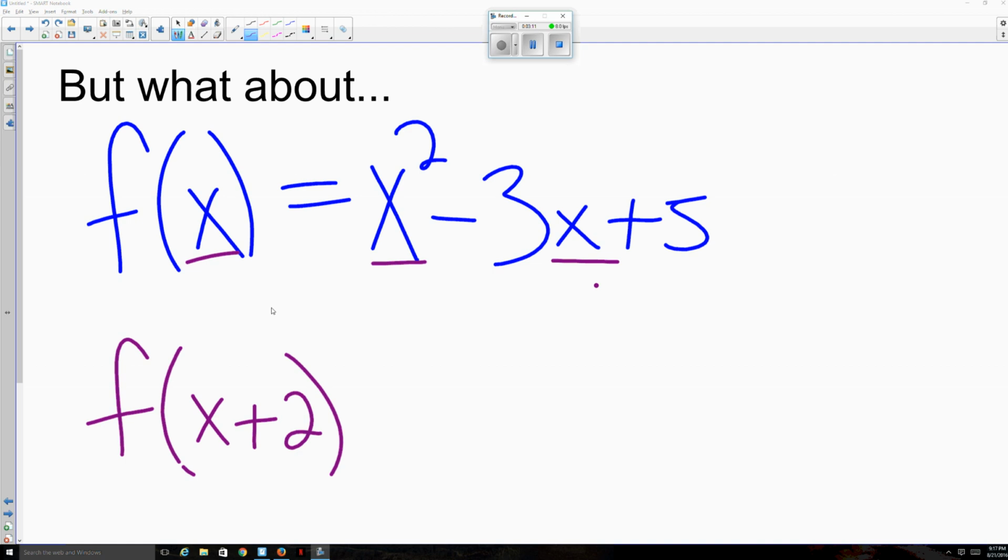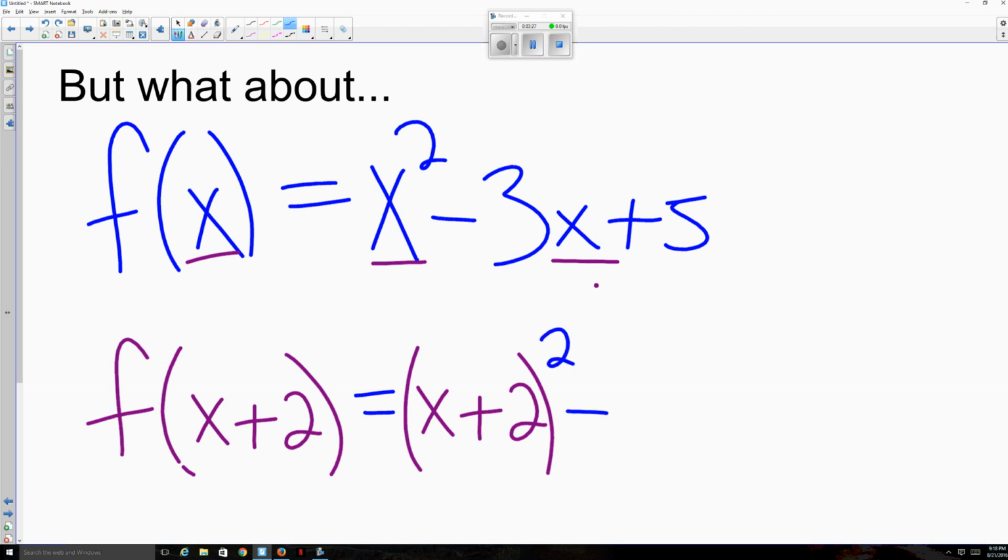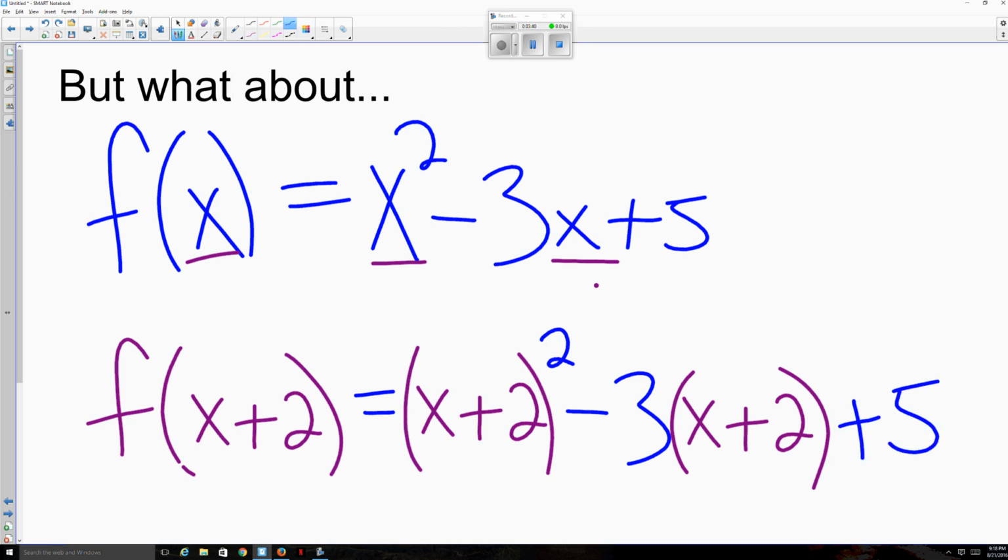So this is equal to, instead of the underlined x, we're going to put x plus 2. So x plus 2 squared minus 3. Well, there's another x, so we're going to put that here. I should have left these in parentheses. So x plus 2, and then plus 5.